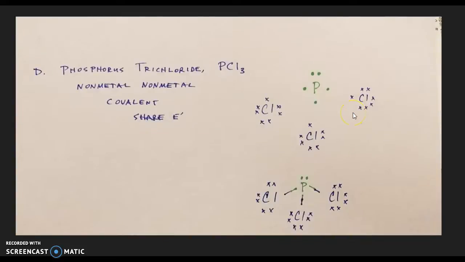Okay. Phosphorus trichloride. Once again, nonmetal, nonmetal, covalent, we're sharing electrons. Our phosphorus has 5 valence electrons. Our chlorine still has 7. So if we think about it, that electron needs to go somewhere and bond. It's going to share an electron because it's nonmetal and nonmetal.